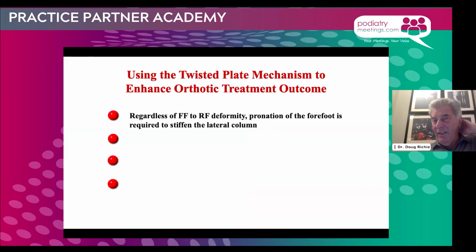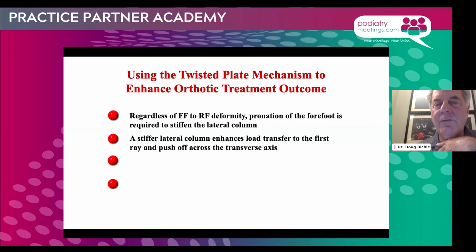So how could we apply this knowledge to enhance orthotic treatment outcomes? I want to make something really clear. Regardless of rear foot and forefoot deformity, pronation of the forefoot on the rear foot is required to stiffen the lateral column in every foot, regardless of whether they have a forefoot varus or forefoot valgus. So all feet, by the research I've shown you, benefit from stiffening the lateral column, which is accomplished by pronating the forefoot on the rear foot. A stiffer lateral column will enhance load transfer through the first ray and push off across the transverse axis.